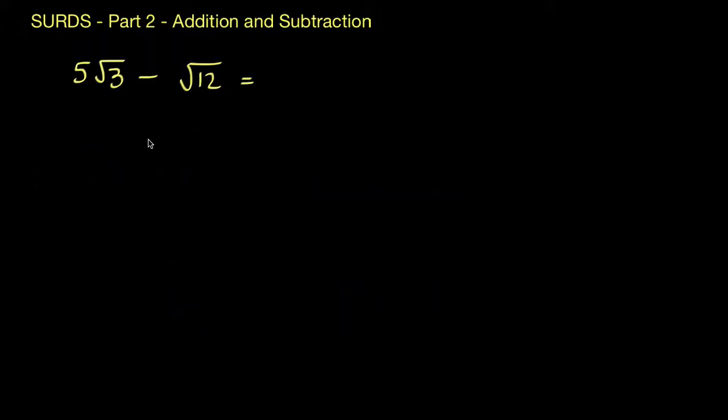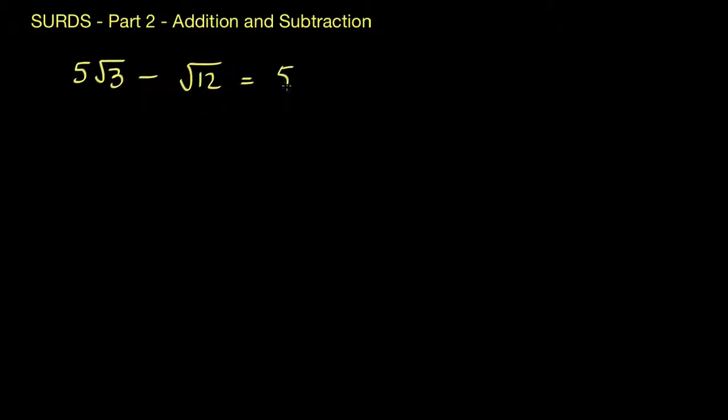In some cases, you're going to be adding or subtracting surds where you don't have like surds. In those cases, what you need to do is look for any surds that can be simplified. So here we've got root 3. We know we can't simplify that, but root 12 can be. We're going to be looking for the square factors inside of that.